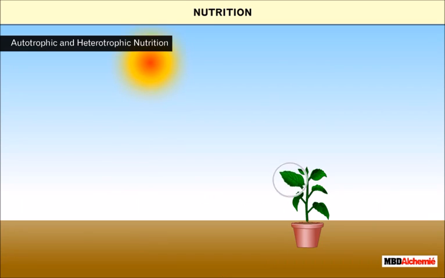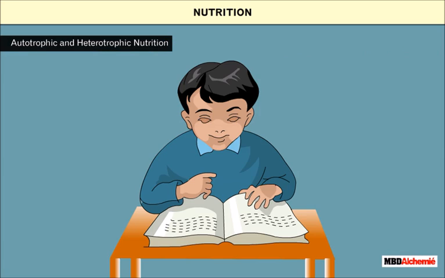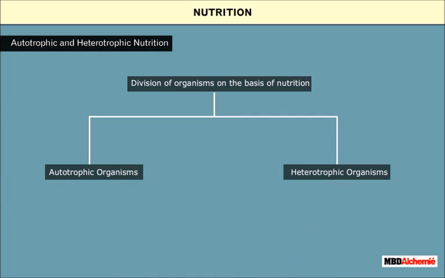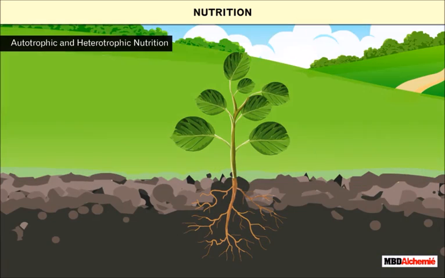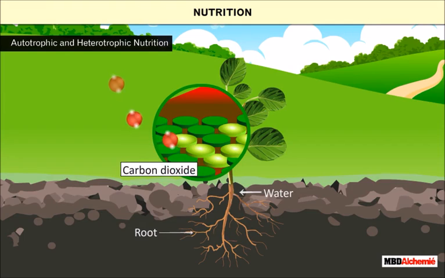Nutrition is the process of taking food to obtain energy to do our various life processes like playing, studying, etc. Depending upon the food organisms take, they are divided into two categories, autotrophs and heterotrophs. Autotrophic organisms manufacture their own food using simple inorganic substances and energy from the environment.